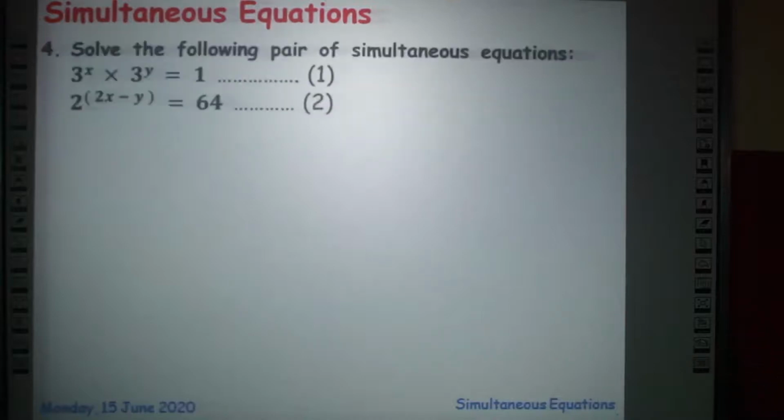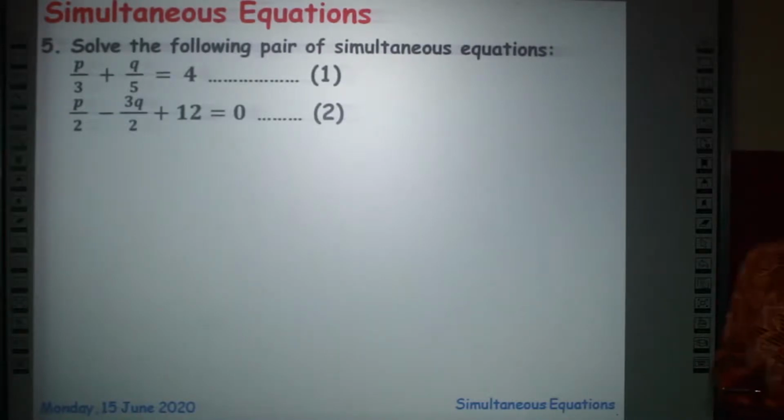Alright, now I'm going to project the 3 remaining questions for you to try out. There's question number 4. Solve the following pair of simultaneous equations. 3 to the power of x times 3 to the power of y is equal to 1. And then 2 to the power of 2x minus y is equal to 64. Okay, try that. And then the next one, I've got 2 more.